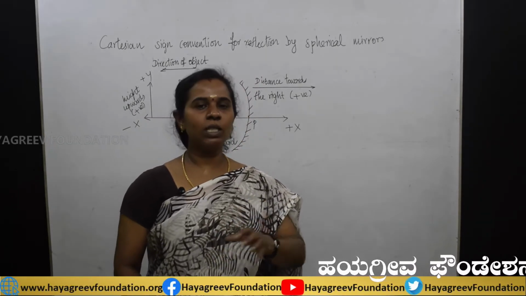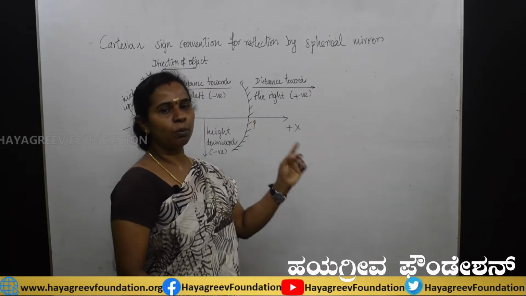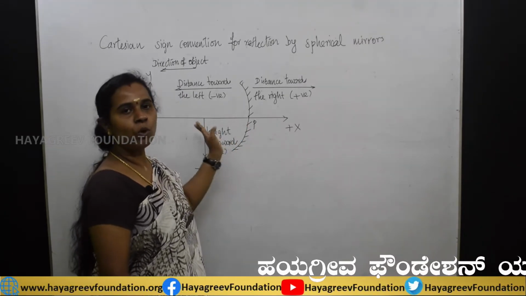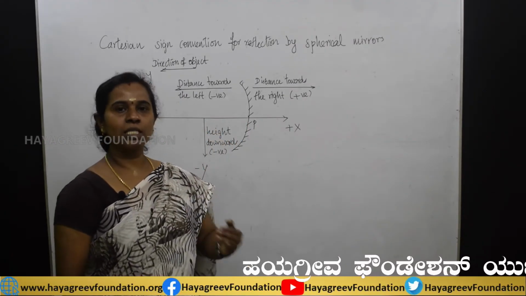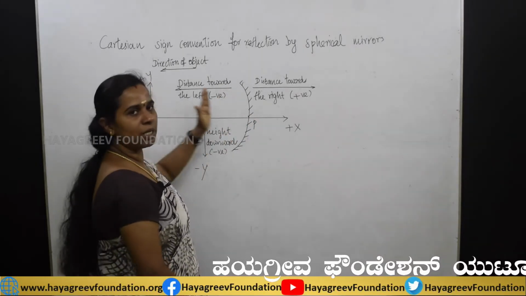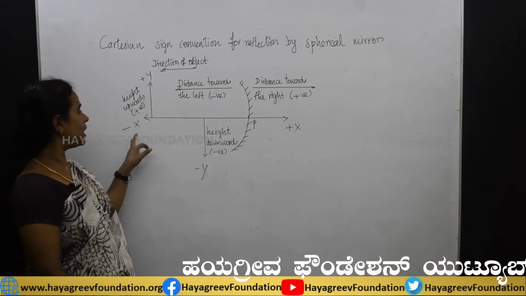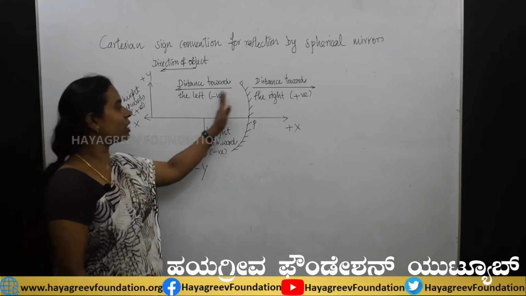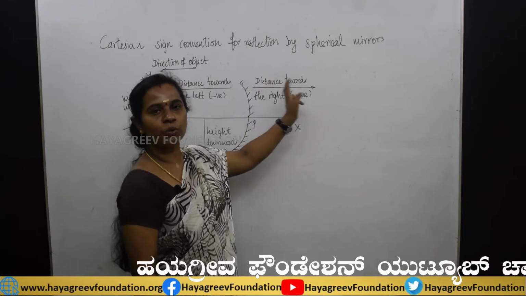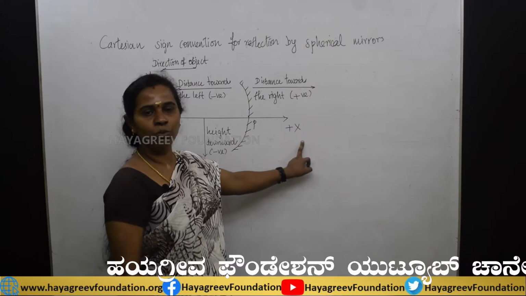Second point, all the distances we should measure from the pole of the mirror. Pole is nothing but the geometric center of the mirror. Next, third point, the distances we are measuring leftwards of the mirror we should take as negative. Negative means the negative x-axis direction. Next, distance we are measuring towards the right side of the mirror is taken as positive, that is nothing but the positive x-axis.